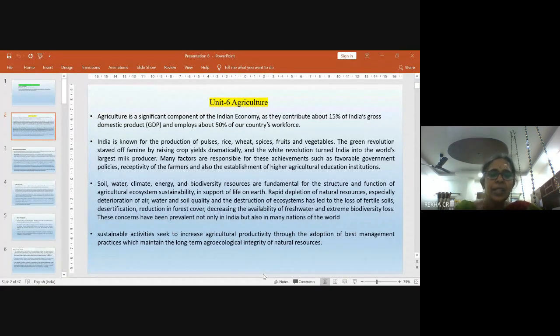See, agriculture, as you all know, India is an agricultural country. So a significant component of the Indian economy lies on agriculture, and it contributes.